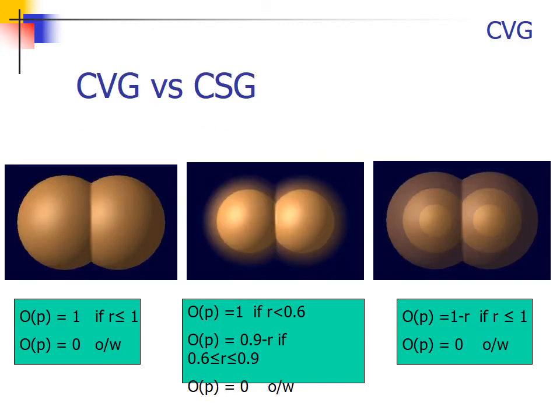Here you can see the difference between constructive volume geometry and constructive solid geometry. CSG uses the binary logic of the point membership rule, which means that a point either belongs to the shape or doesn't, and is consequently either visible or not. At the same time, CVG uses a real function to determine opacity and visibility.